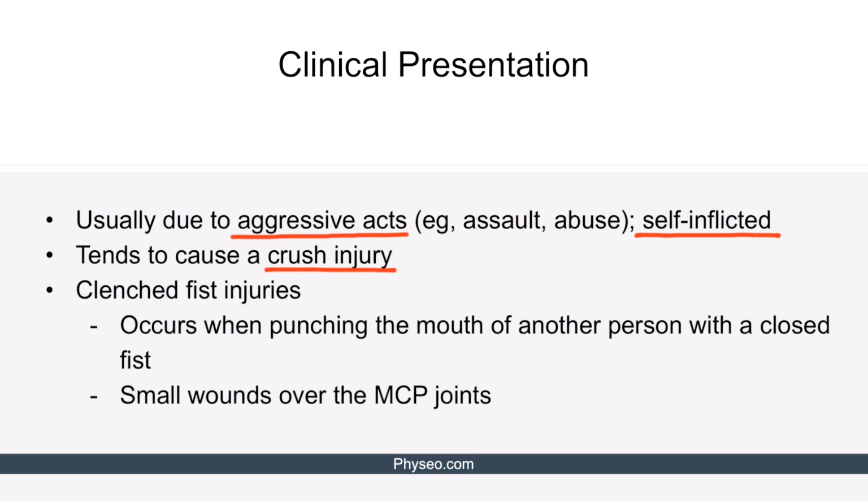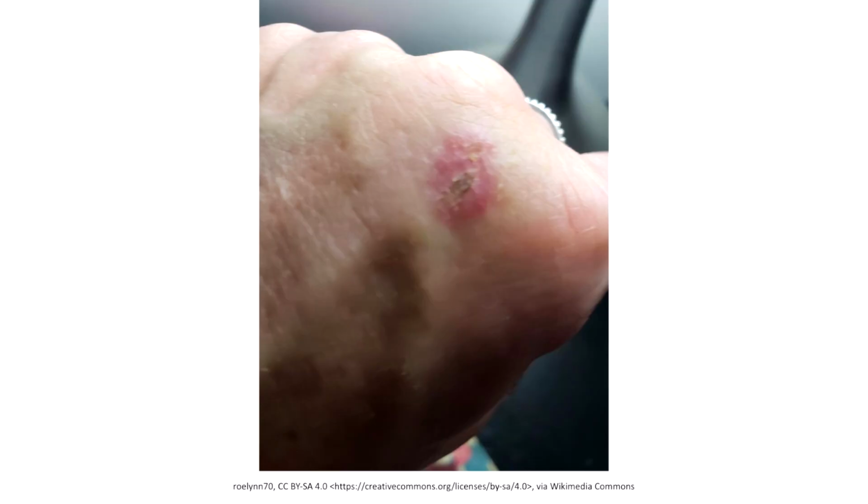Another specific type of bite injury that you should be aware of is known as a clenched fist injury. These injuries occur when the patient punches the mouth of another person with a closed fist. The teeth of the victim will make contact with the patient's metacarpophalangeal joints, the MCPs, leading to small bite wounds over these joints. Now, this image shows a clenched fist injury in the process of healing.